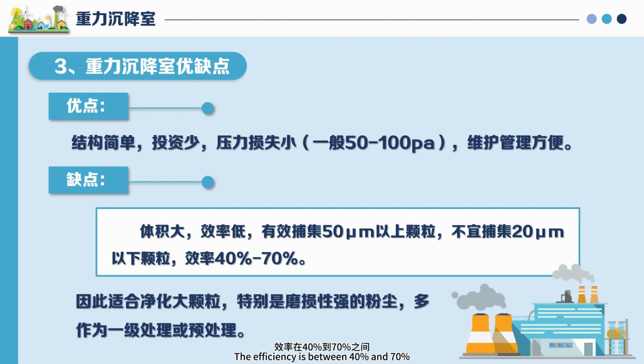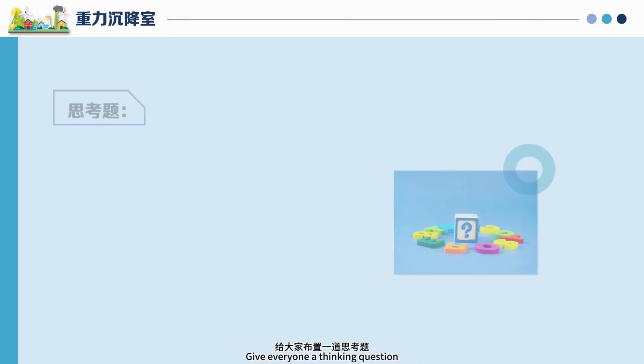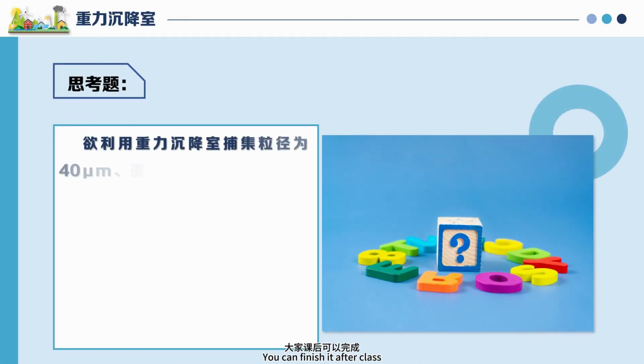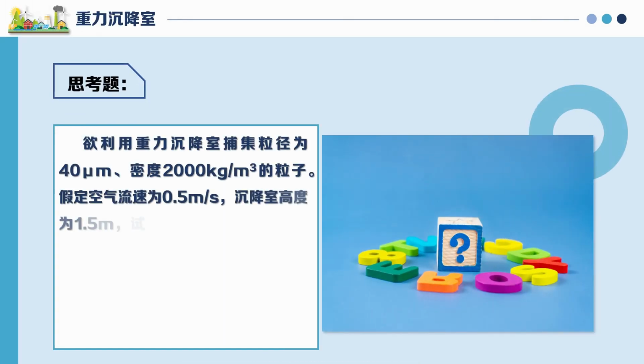The efficiency is between 40% and 70%. Therefore, it is suitable for purifying large particles, especially dust with strong wear performance. Most are used as primary treatment or pre-treatment. Here is a thinking question for everyone; you can finish it after class.